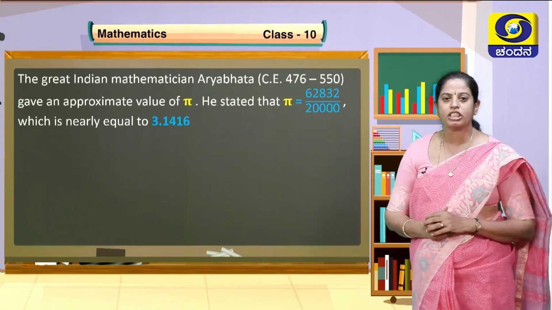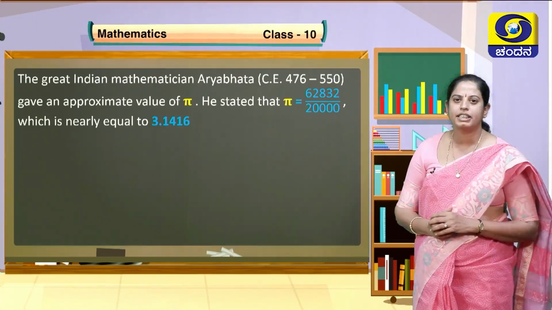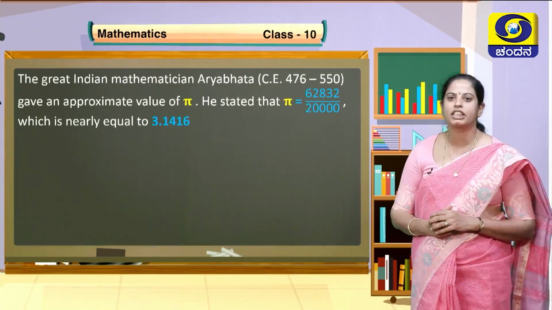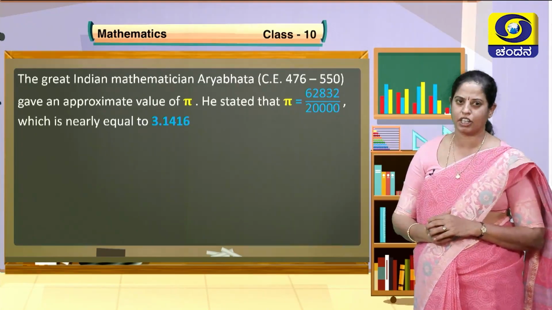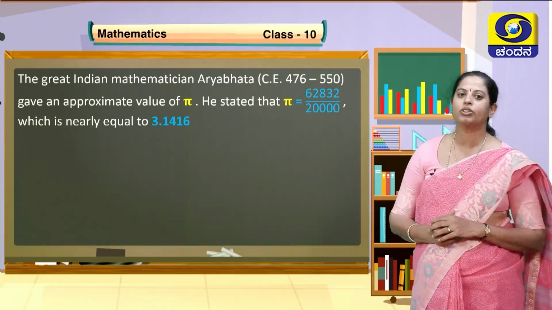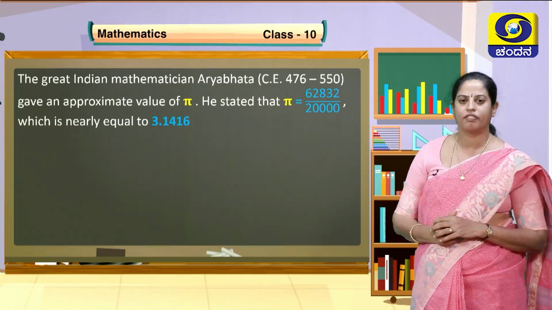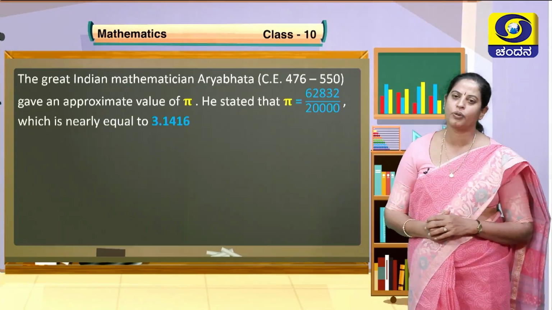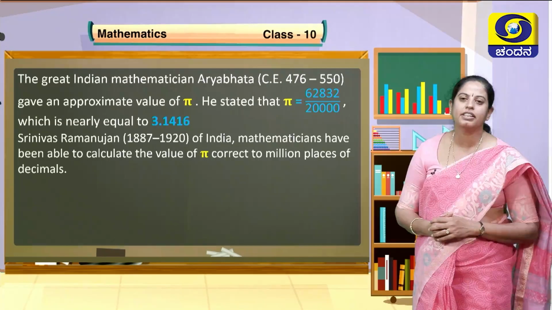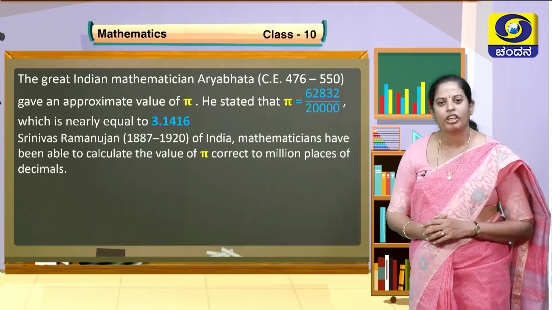He gave an approximate value of pi. He stated that pi equals 62832 by 20,000, which is nearly equal to 3.1416. Yes, today also we take the value of pi as 3.14.